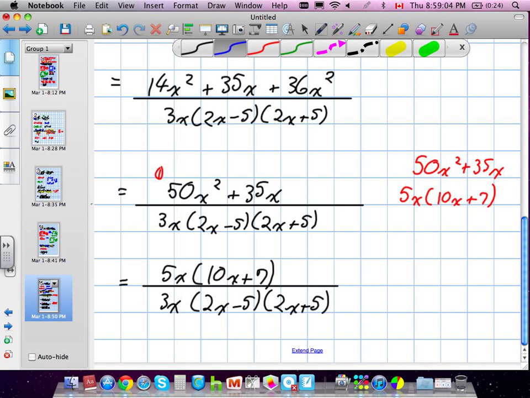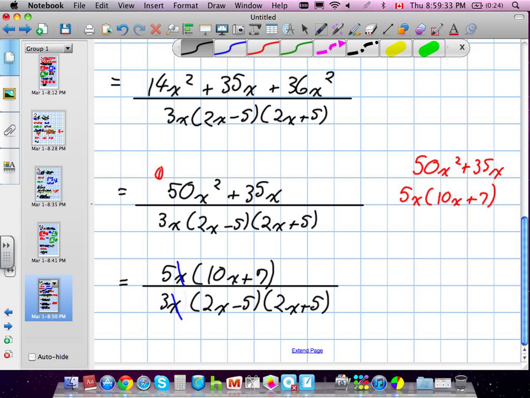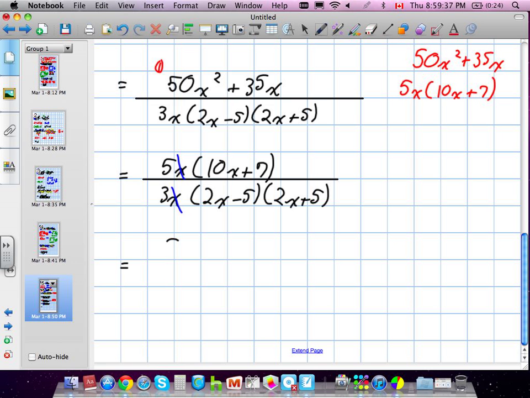Now, anything I can cancel out? Technically, yes. Something I can cancel out might not be very obvious because we don't put brackets around it. Technically, this is 5 times x times this, and 3 times x times this times this. What's in brackets now that's similar? x. Yeah. We can get rid of this x in the front. There's a similar like term. And we're left with 5 times 10x plus 7, divided by our denominator, which has now become 3 times 2x minus 5, 2x plus 5. Okay? A lot again on that one.